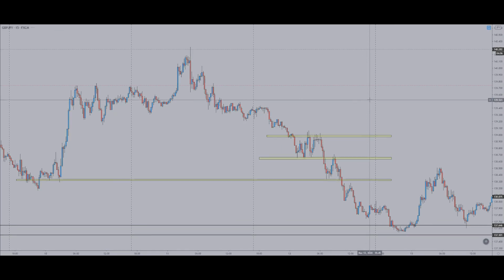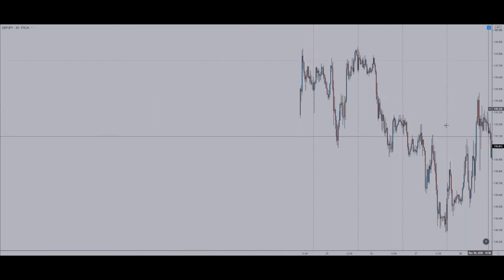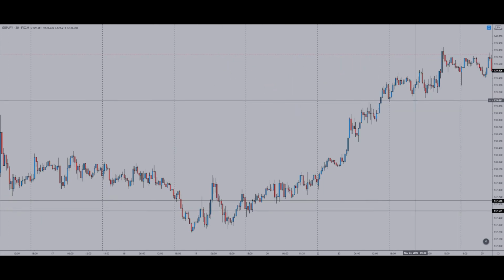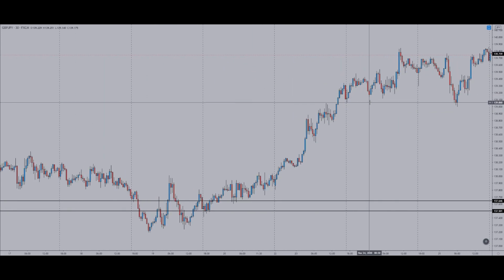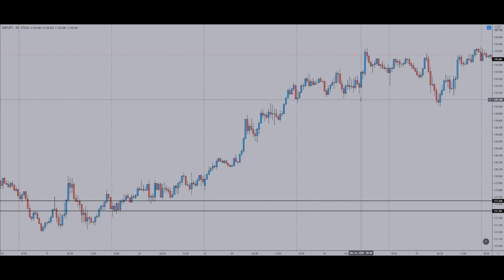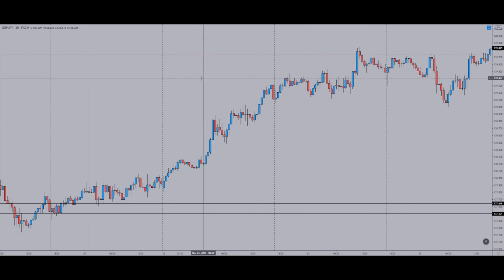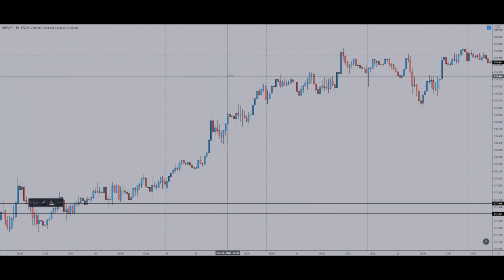So let's hop on back to the 30-minute, and we'll give you one more example on November 24th. And I think the more examples, the better. It'll really show you how to trade these. All right, cool. So on the 30-minute, draw my zones. As you can see, it's really consolidating in here, breaking up and down. So these are my two levels.